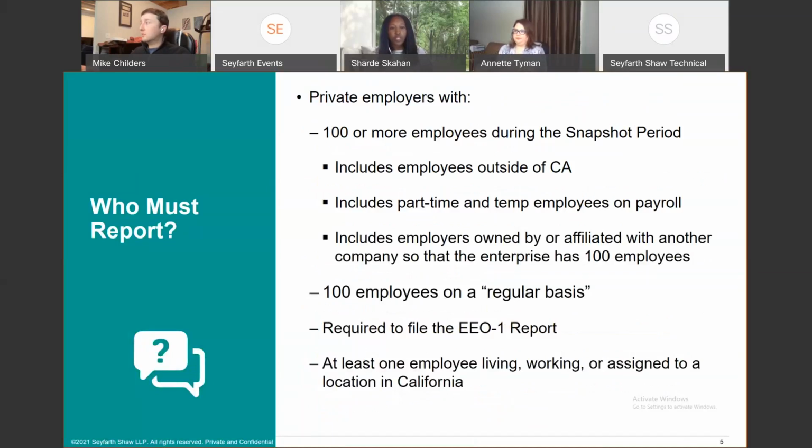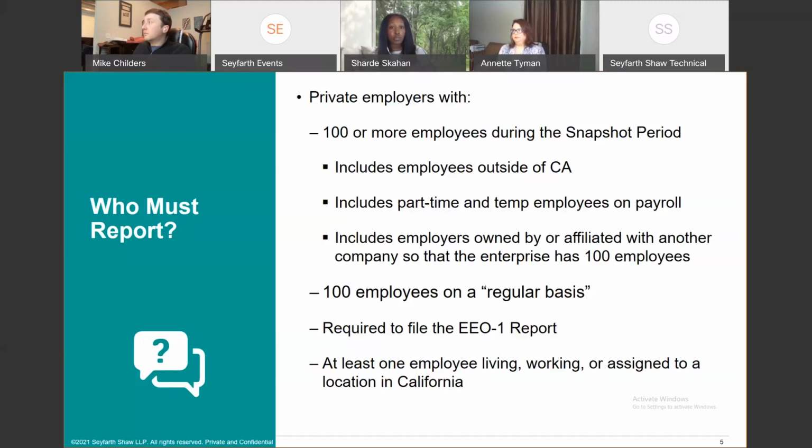Thanks, Annette. So one of the first things you want to look at is whether you are even encompassed under this new law, and 100 is the magic number that you're looking for. So you either need to have 100 or more employees employed during the snapshot period, and that's going to be between October 1st and December 31st of the reporting year, or you're going to have 100 employees employed on a regular basis. Now, when you're considering the 100 employee threshold, there are a number of employees who are going to be qualifying for the count under California's law.